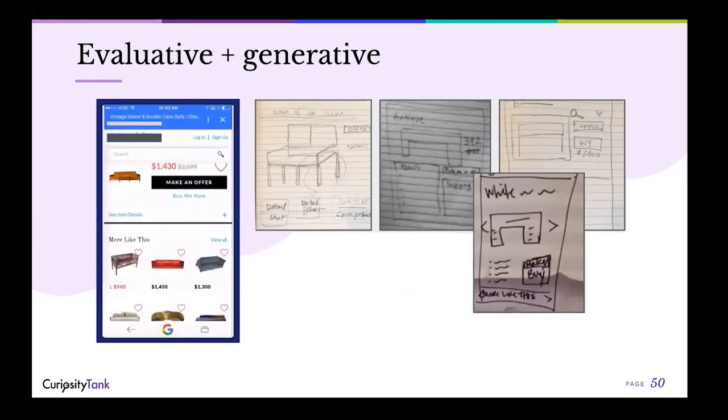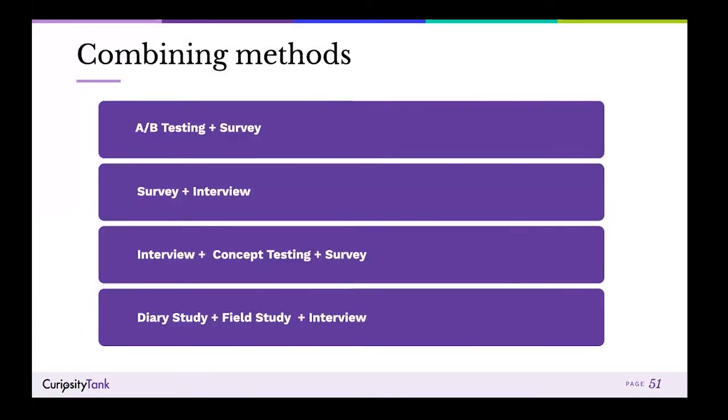Oftentimes, we're combining both generative and evaluative research. We're not working in a vacuum. We're combining, say, qual and qual, quant and quant, qual and quant, and so forth. Again, combining methods and choosing your methods will be informed by 4 different considerations. Where are you in the process? What are you looking to learn? How confident do you want to be, or does the team need to be? And how much time do you have?